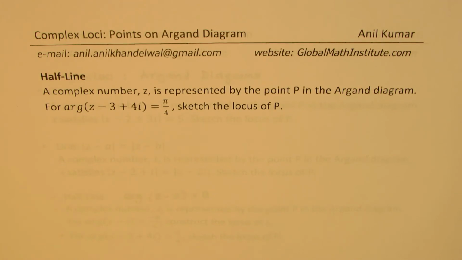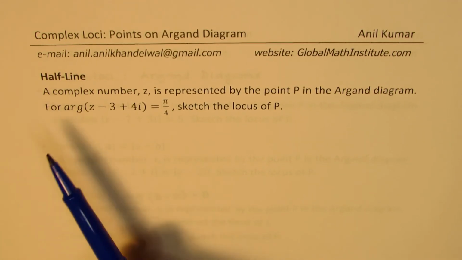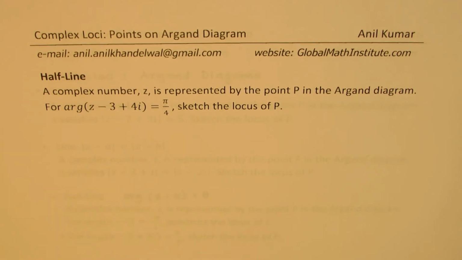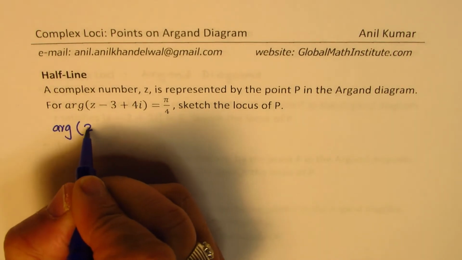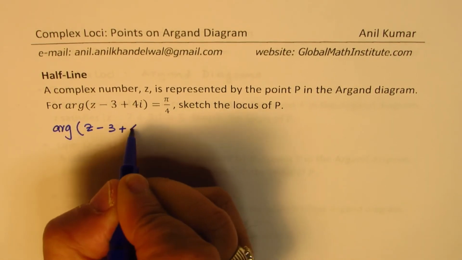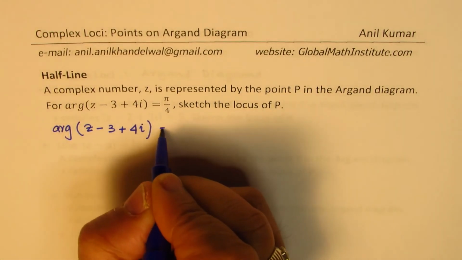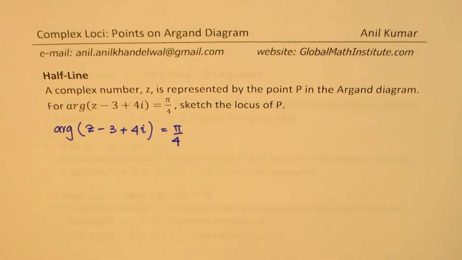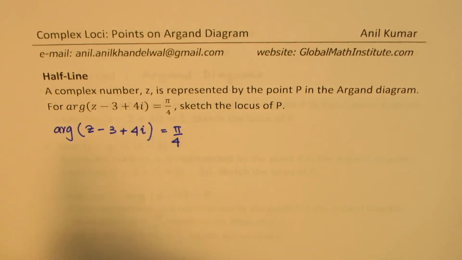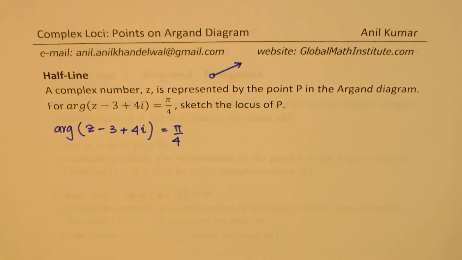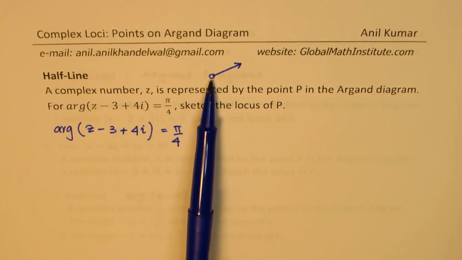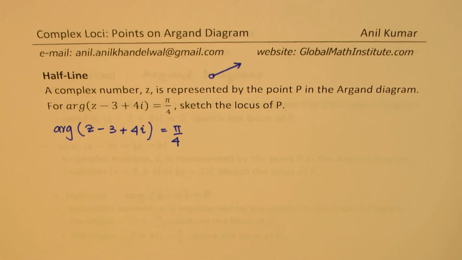Now in this example again, we have a complex number argument. The equation given to us is argument z minus 3 plus 4i equals to pi by 4, correct? Now pi by 4 means that the line is really moving upwards. So all these set of points are on the right side of your minimum value, right?